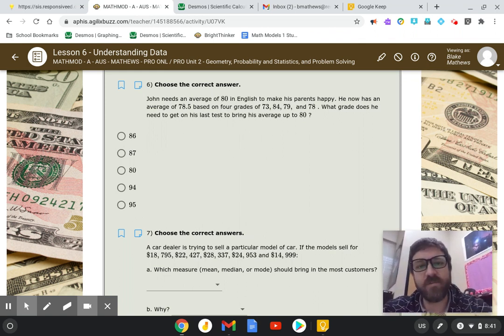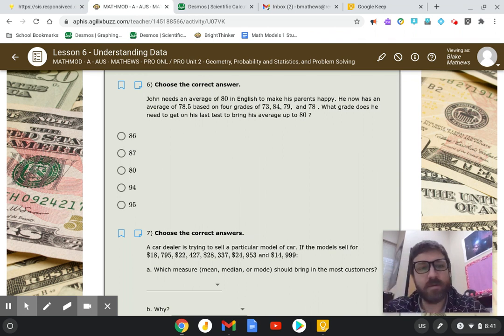John needs an average of 80 in English to make his parents happy. He now has an average of 78.5 based on 4 grades. The 4 grades are 73, 84, 79, and 78. What grade does he need to make on his last test to bring his average up to 80?